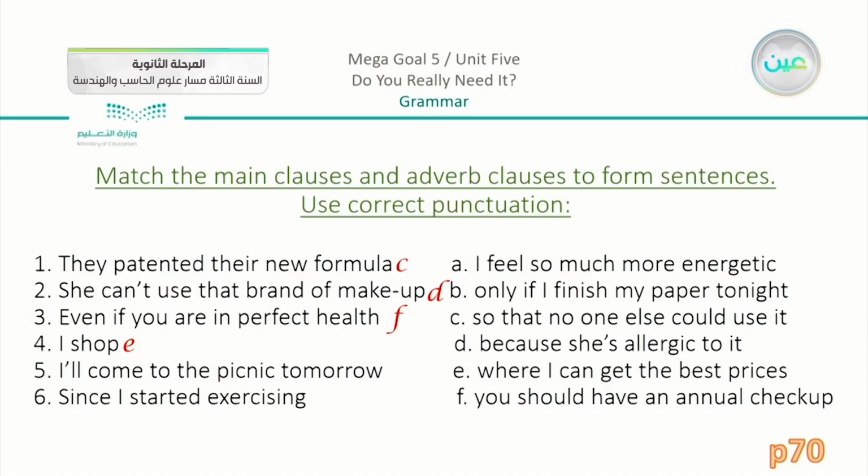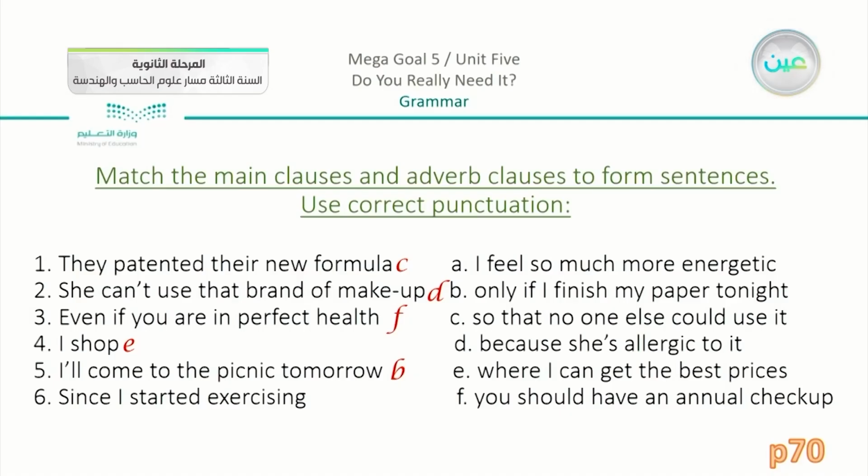After that, in 5, we have I'll come to the picnic tomorrow. You can see that there is something about planning a picnic and doing something tomorrow, and we have the pronoun I. So we're going to match it with B, because only if I finish my paper tonight. So why is it B? Because I'll come to the picnic tomorrow only if, there is a type of condition.